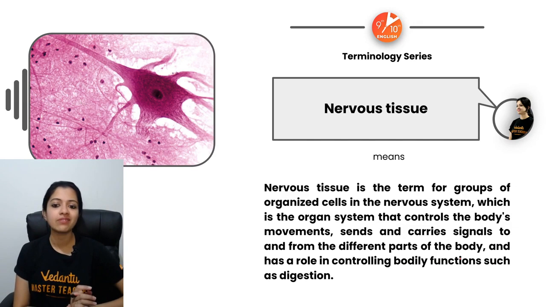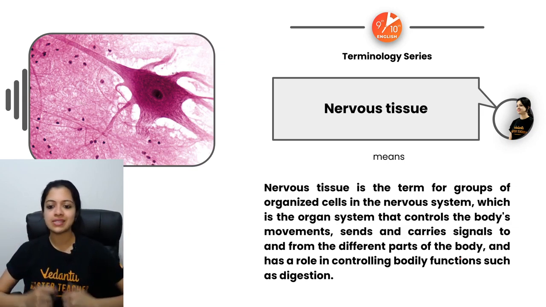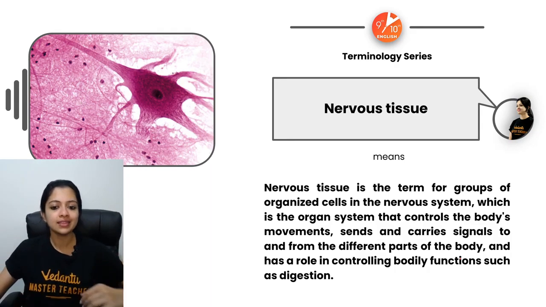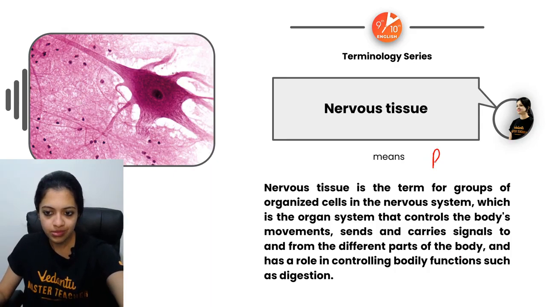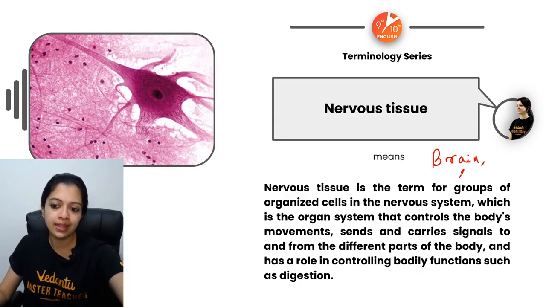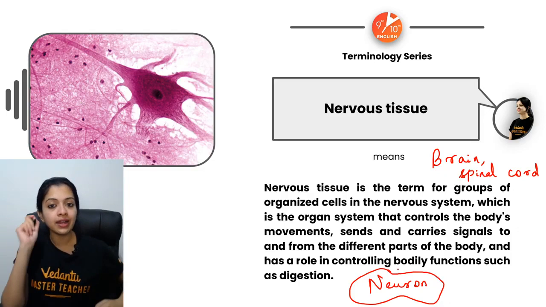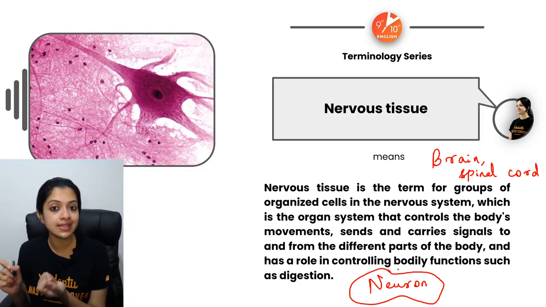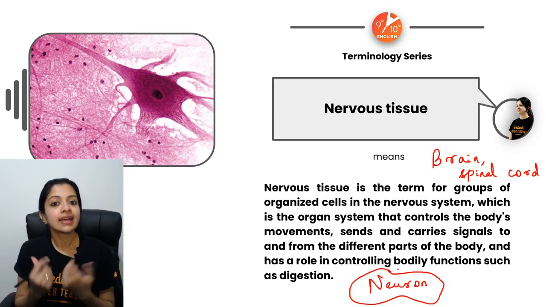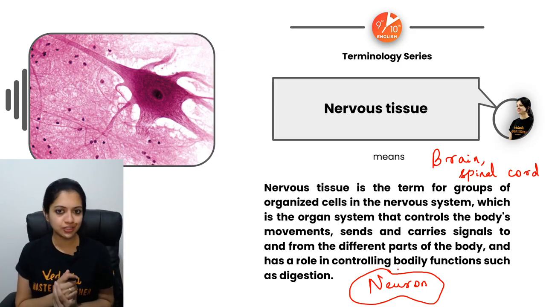Okay, right. Now going to the last one, which is nervous tissue. Of course, this is also very, very simple. Nervous tissue makes up your nervous system, makes up your brain, spinal cord, and the different parts of your nervous system, which are your nerves, brain, and the spinal cord. Okay, and remember the term neuron. Neuron would be the individual cell, the structural and functional unit which makes up the nervous tissue.